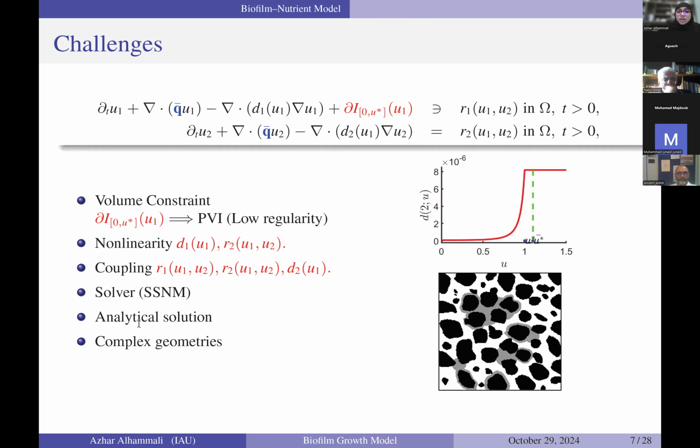Another challenge is that the analytical solution is not available. So this also makes computing the error harder, because we need to compare the numerical solution with another solution that is computed on a very fine grid. Last but not least, the complex geometries in the domains are another challenge. This makes the simulations much harder.